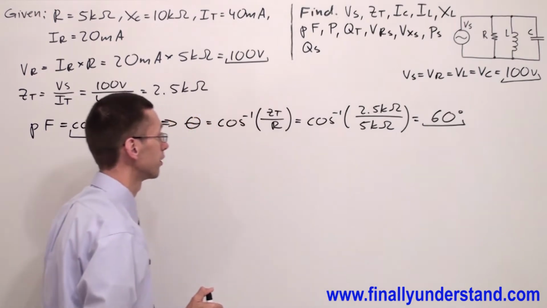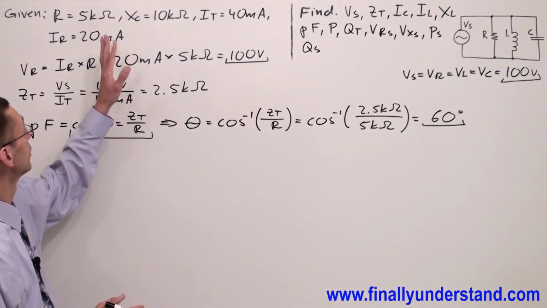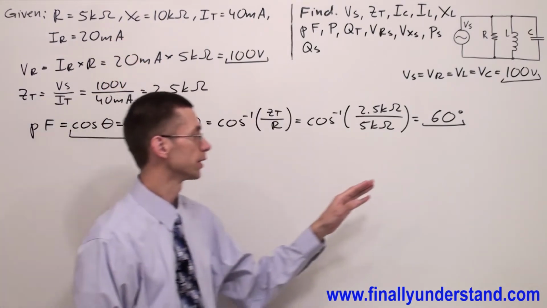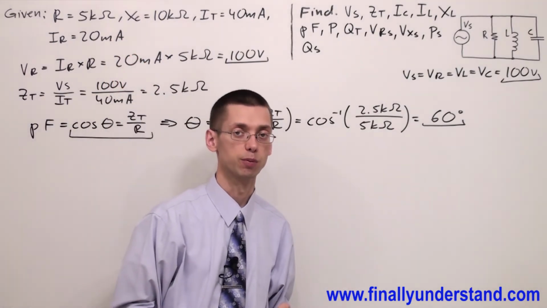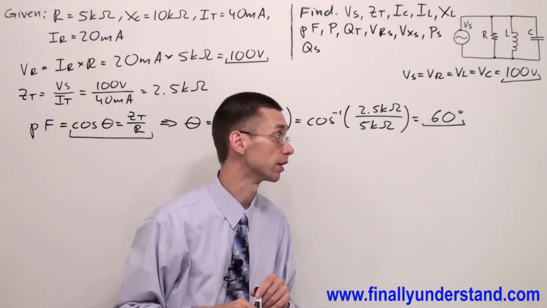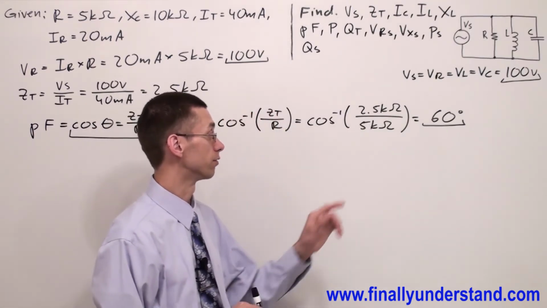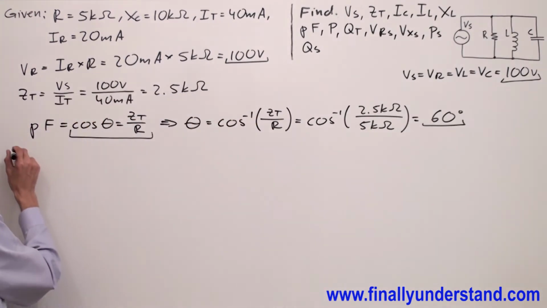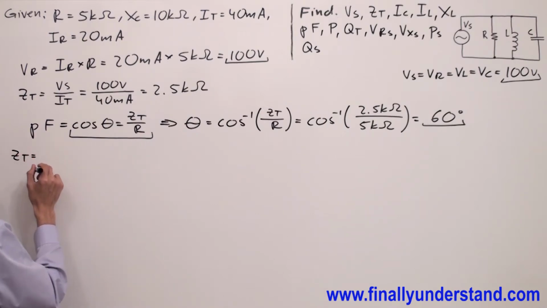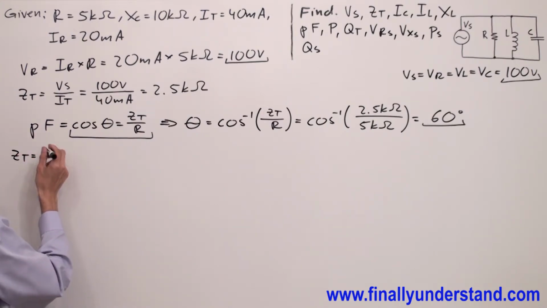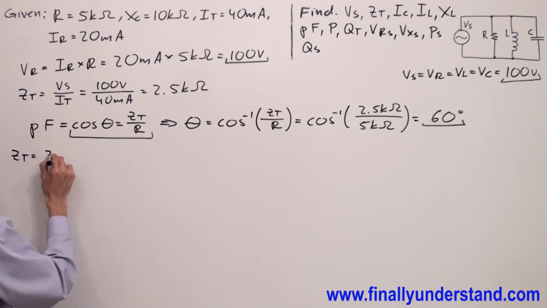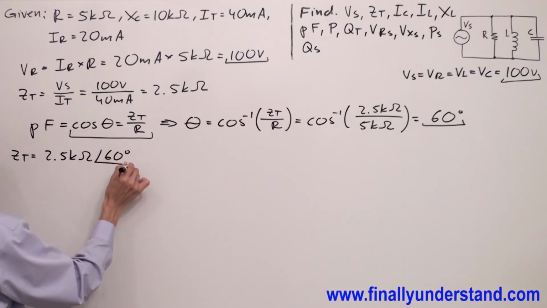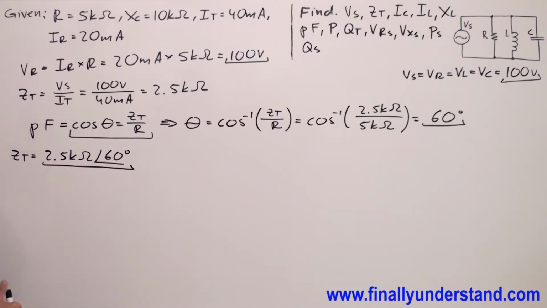Please notice that we are not given extra information on which reactance is going to be greater, X of L or X of C. So at this moment, I'm going to assume that the angle has to be positive. So let's do the assumption, and later on we are going to see if this assumption was correct or not. So I can write that Z total is equal to 2.5 kiloohms and an angle of 60 degrees. Okay, so this is my Z total.